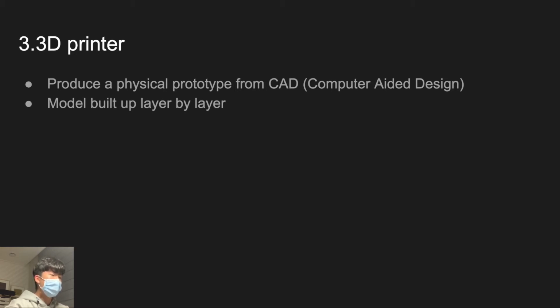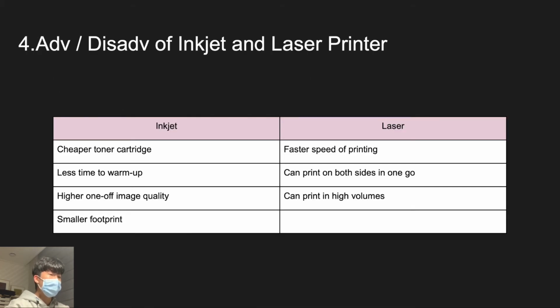So excluding the 3D printer, now I want to compare the advantages and disadvantages of inkjet and laser printer, because you need to know this according to the syllabus. Inkjet printer has advantages such as it has cheaper toner cartridges, it requires less time to warm up, it has higher one-off image quality, and it has a smaller footprint. What I mean by footprint is you can simply think of it as the size of the printer. So laser printer has a bigger size, so it has a bigger footprint.